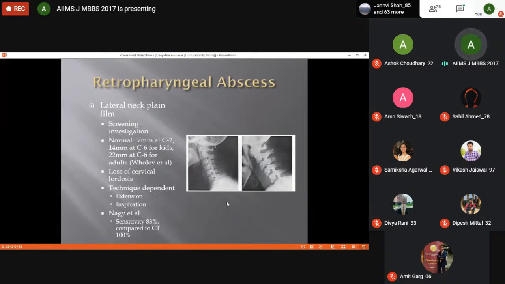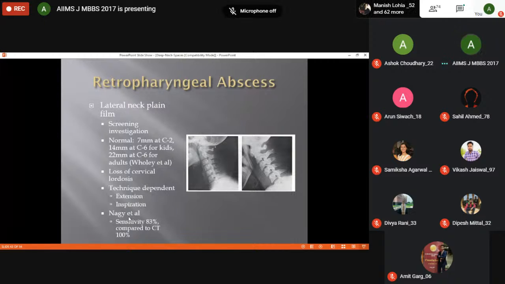So how do we make the diagnosis? The best is CT scan, but the quick investigation of choice is an X-ray soft tissue lateral view. There are different measurements: at C2 it should be 7 millimeters, at C6 14 millimeters in children and 22 millimeters in adults, and there is loss of cervical lordosis. See, this is the cervical spine, it is straight; usually there is a slight curve. This loss of lordosis is diagnostic.